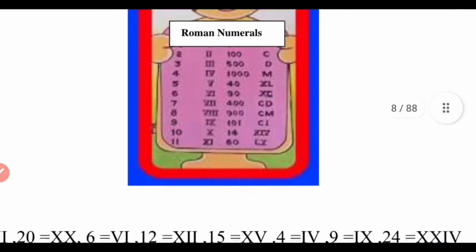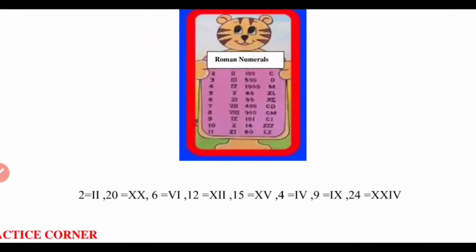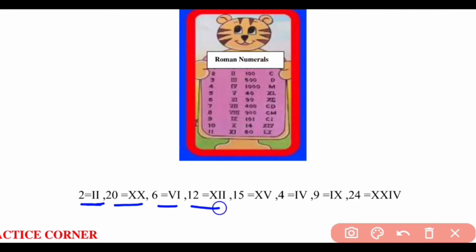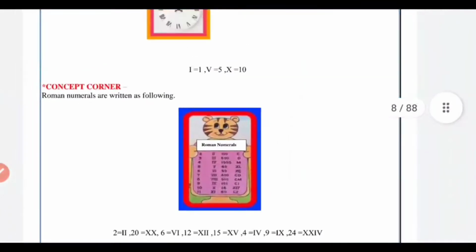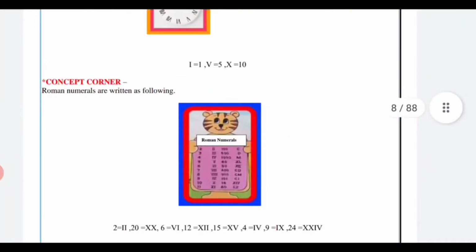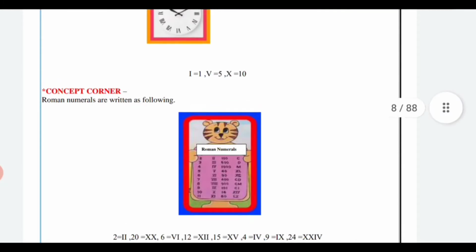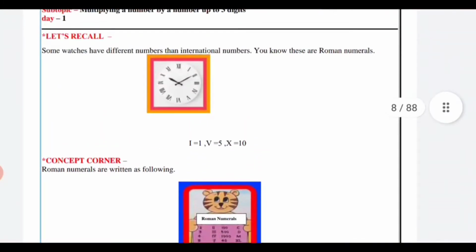Now let us see what is there next. Next again, we have shown these international numbers with their Roman numerals. For 2 II, for 20 XX, for 6 VI, for 12 XII, for 15 XV, for 4 IV, for 9 IX, for 24 XXIV. In this way, we have to use Roman numerals. This concept corner you all don't require to write in your notebook. You don't require to write this Let us recall also in the notebook.